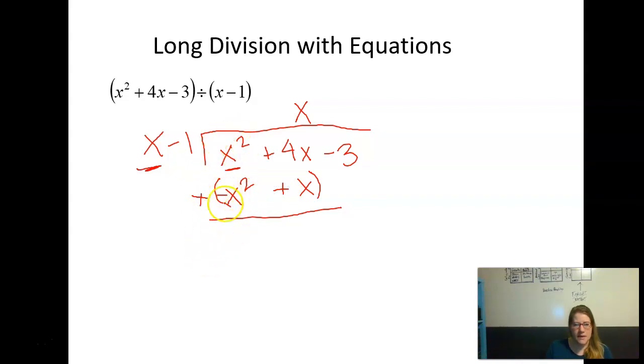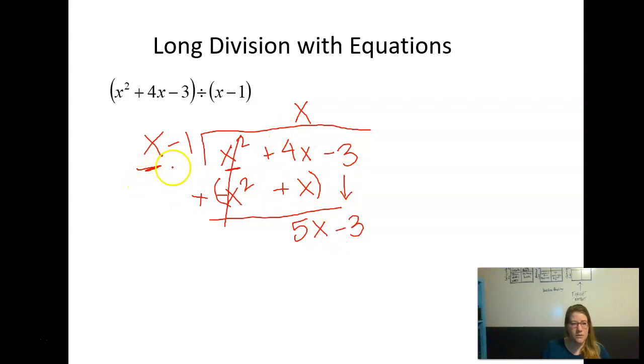So x squared minus x squared is 0. That first term should always go to 0. If it doesn't, it means you made a mistake when you found your first part of the quotient. So make sure that that part goes to 0. And then I'll go ahead and add 4x plus x, which is 5x, and bring down my next term.